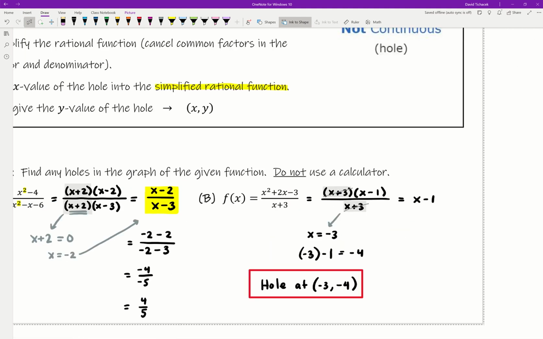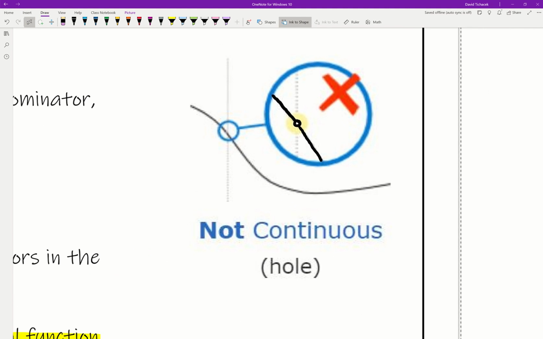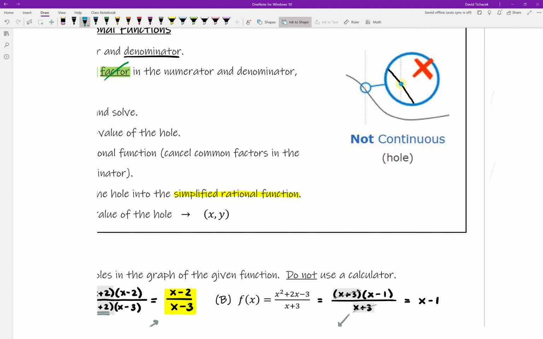So again, later whenever we find holes of rational functions and draw the complete picture, whenever we move on to drawing the picture, we are going to have to go ahead and draw just an open circle right there on that point to signify that's where the hole is.